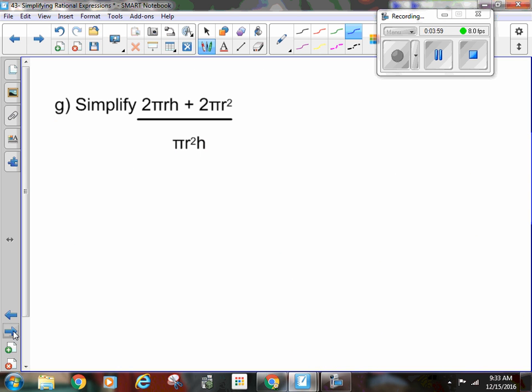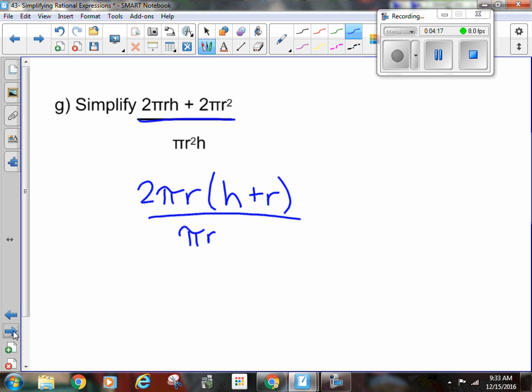All right, so simplify. This has pi in it. Looking at my numerator, I can take a 2, a pi, and an r out of all those terms in the top. So I'm left with an h and an r. In the denominator, I have pi. R squared is the same thing as r times r. So I can cancel my pi's, I can cancel the r's. So I have 2h plus r left in the parentheses, and I have rh in the denominator.